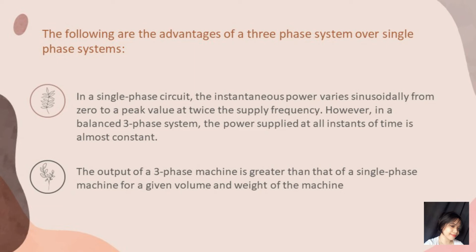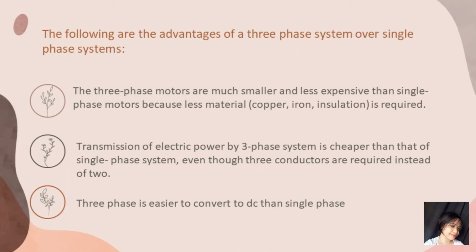Next, the output of a three-phase machine is greater than that of a single-phase machine for a given volume and weight of the machine. In other words, a three-phase machine is smaller than a single-phase machine of the same rating. Next, three-phase motors are much smaller and less expensive than single-phase motors because less material, copper, iron, and insulation is required. Moreover, three-phase motors are self-starting.